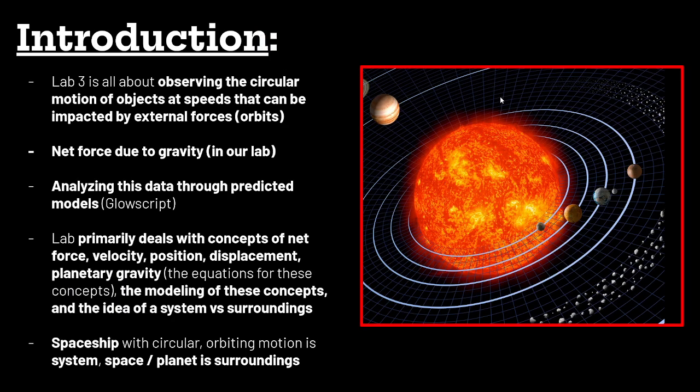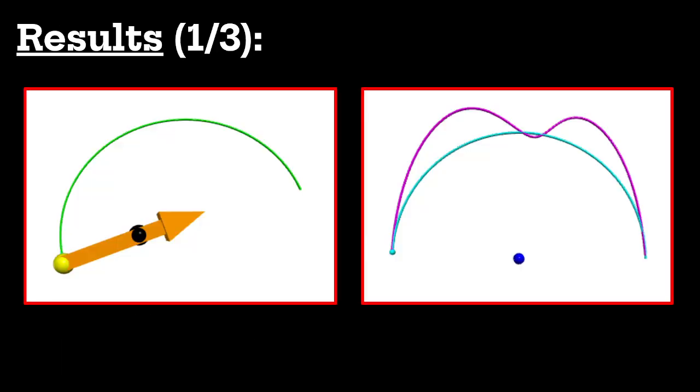This lab is all about observing the circular motion of objects at speeds that can be impacted by external forces, such as planetary orbits, and we have a net force due to gravity in our lab. We analyze this data through predictive models with GlowScript code, and this lab primarily deals with concepts in net force, velocity, position, displacement, planetary gravity, and the modeling of these concepts and the idea of a system versus surroundings. A spaceship with a circular orbiting motion, or a moon, is our system, and a space or a planet is our surroundings. Before we go any further, these are our results.